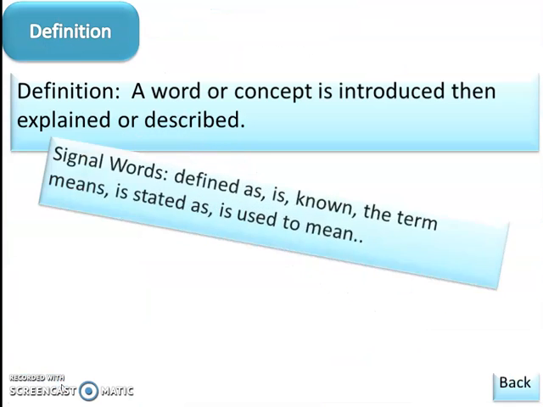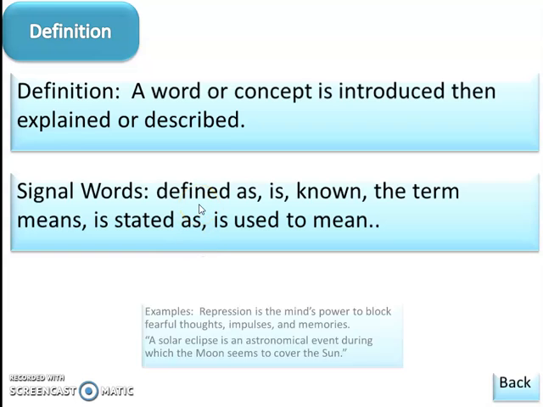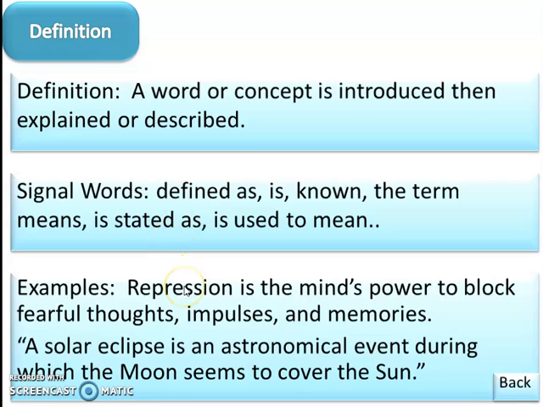In definition, I have a word or a concept which is not clear and the writer is trying to clarify it or to explain it. These are the signal words like defined as, known as, the term means, is stated as. Here he is defining the word repression, which is the mind's power to block fearful thoughts, impulses, and memories. So he's defining the word repression.